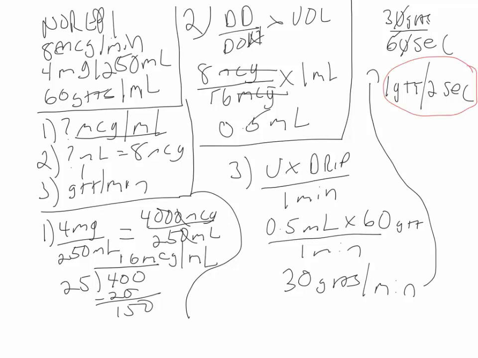The answer for a test question would be 30 drops per minute, and that equals 1 drop every 2 seconds for a norepinephrine infusion at 8 micrograms a minute in a 4 milligram in 250 milliliter concentration. Okay, up next we'll use the clock method, and we'll see how that's different from our first set of problems.